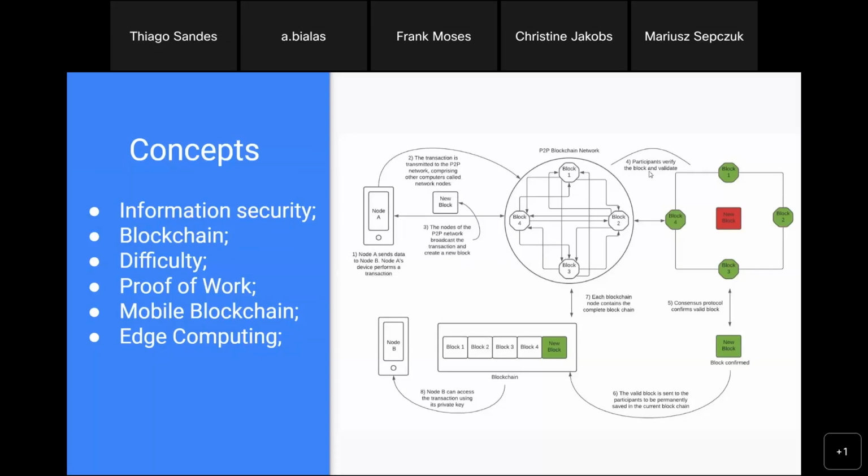The participants verify and validate the block, and the consensus protocol confirms the valid block. The block confirmed, the valid block is sent to the participants to be permanently saved in the current blockchain. Each blockchain node contains a complete blockchain. Finally, node B can access the transaction using its private key.